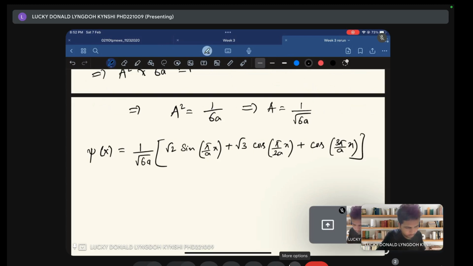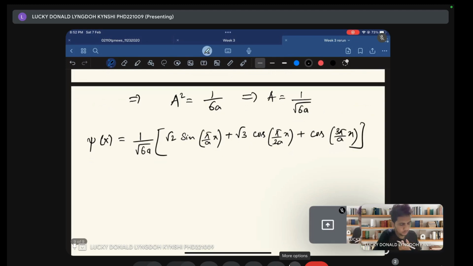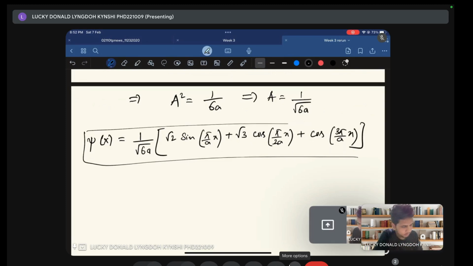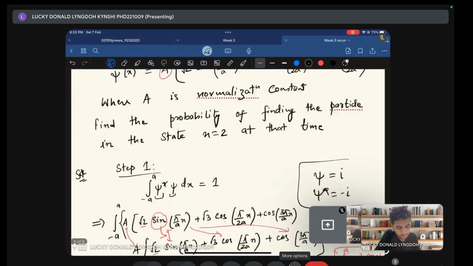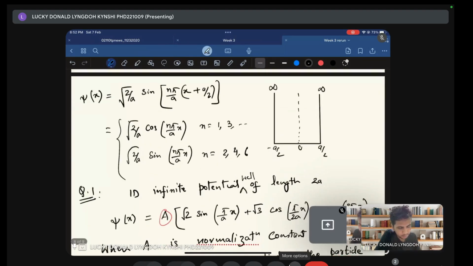Okay, so this is very important. Now what you can do is the final question, which says: find the probability of finding the particle in the state n equal to 2. In the state n equal to 2, you go back to the one which I have just given to you for an asymmetric potential.